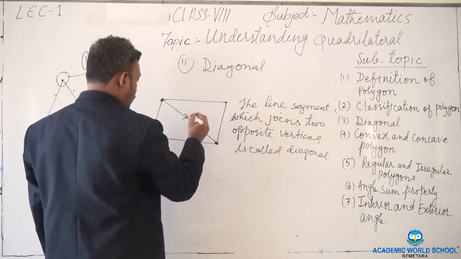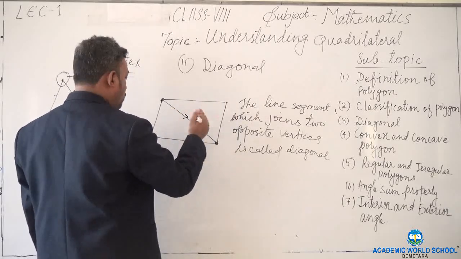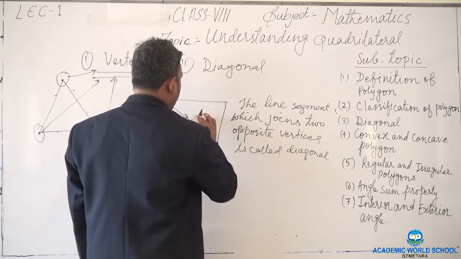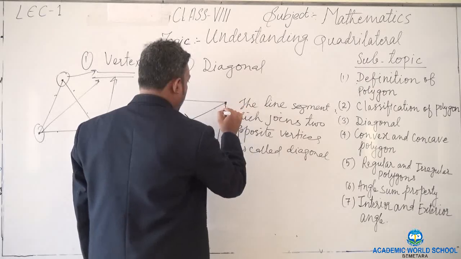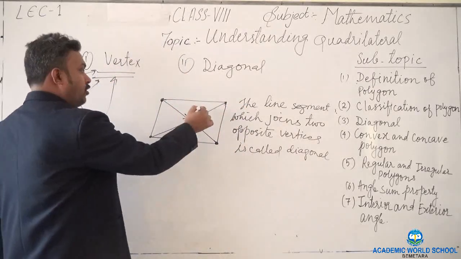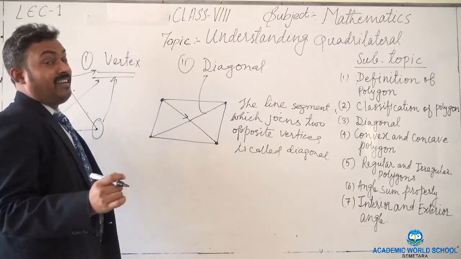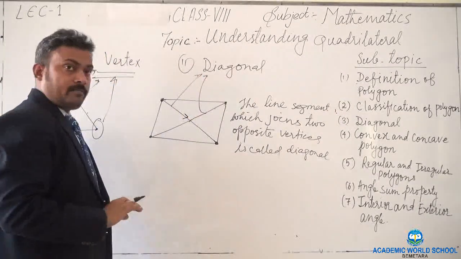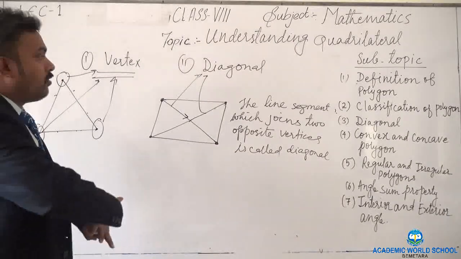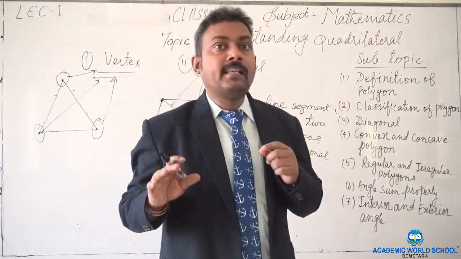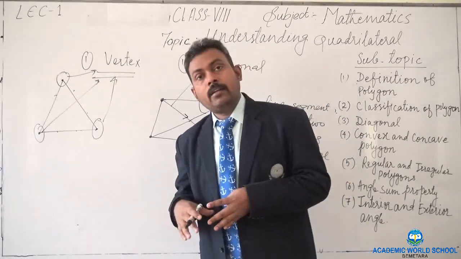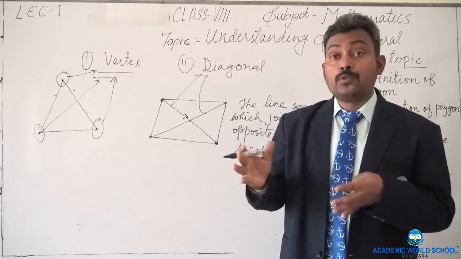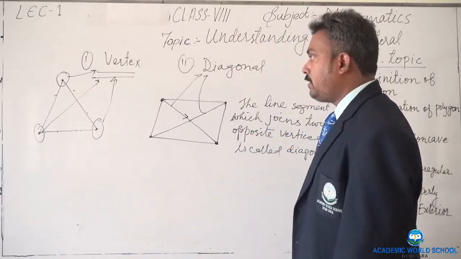Here are two opposite vertices, if we join them, this is a diagonal. This line segment is also called a diagonal, right? So a diagonal is nothing but a line segment. Remember that a diagonal is a line segment which joins two opposite vertices, right?